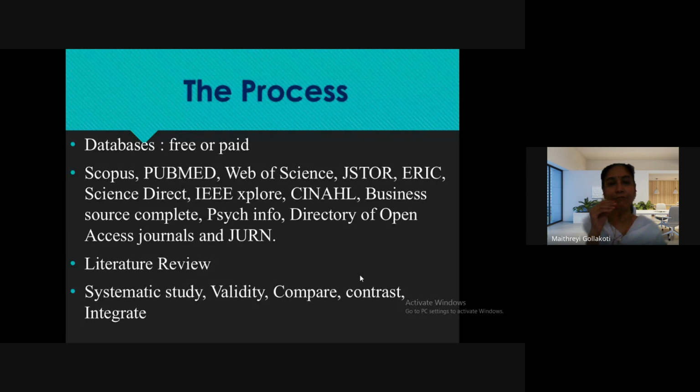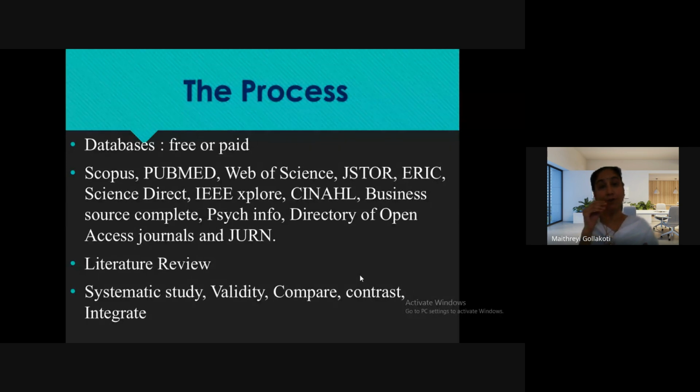These are all different databases that are available. PubMed, as it tells you, is for medical sciences. Web of Science is for sciences, of course. Scopus, JSTOR, ERIC cover all subjects. Science Direct again covers only science.